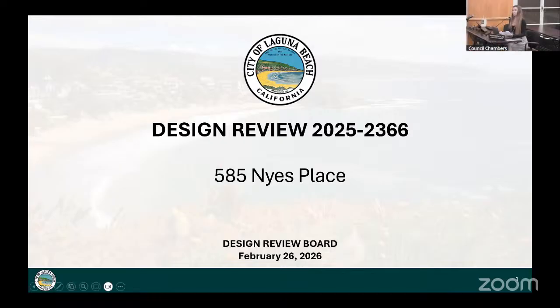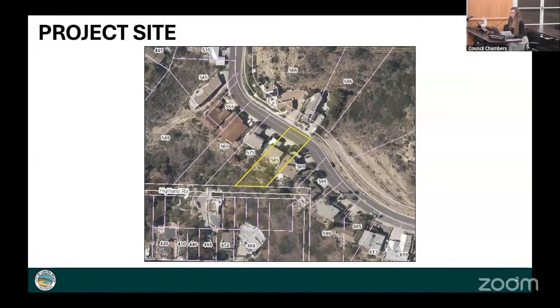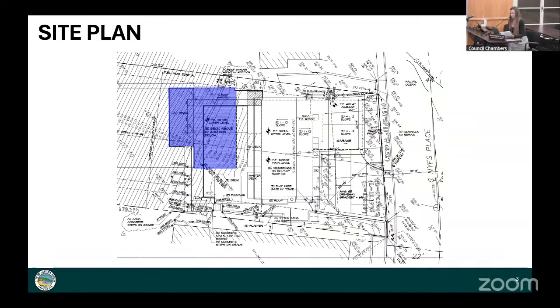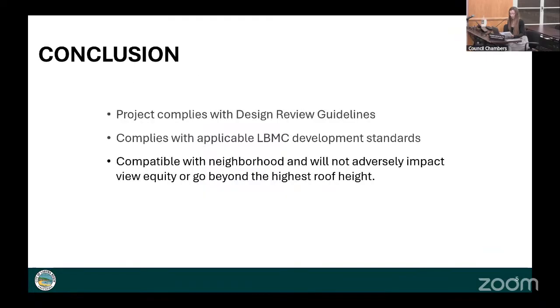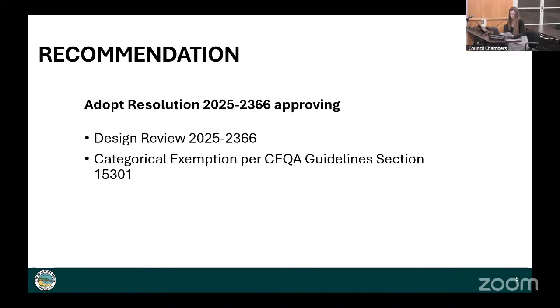Yes, sir. Item 5.4 is an application for design review at 585 Nye Place. The subject property is located on Nye Place in the R1 zone. The proposed addition will add 667 square feet of floor area and 245 square feet of elevated deck. Some of the work proposed will exceed 15 feet in height. The addition is proposed on the rear side of the house, maintaining the existing home's relationship to the street. The project complies with all the design review guidelines and applicable development standards. Staff recommends the board adopt resolution 2025-2366 approving design review 2025-2366 and finding said action exempt from CEQA.